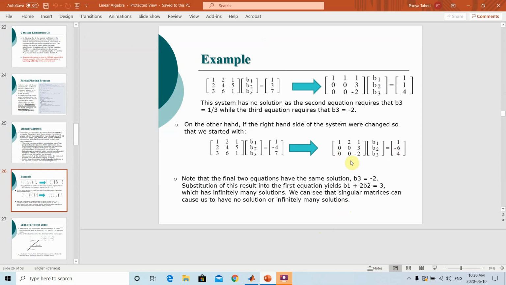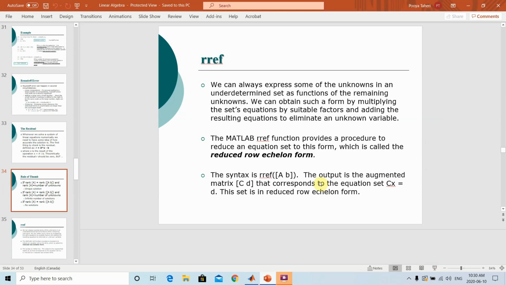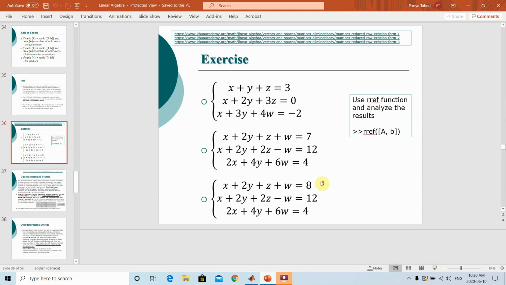We saw here that this system has an infinite number of solutions, but these are not random numbers. They satisfy these two equations. b3 is always equal to -2, and b1 and b2 should have this relationship with each other. So this is how you can find the solution format for an underdetermined system. Let's look at another example.